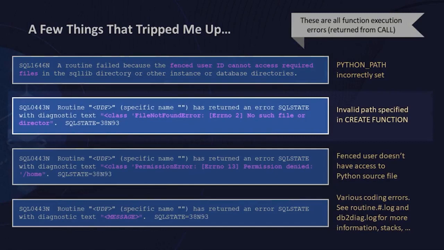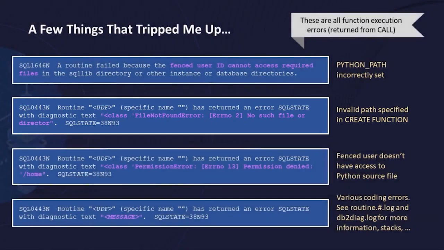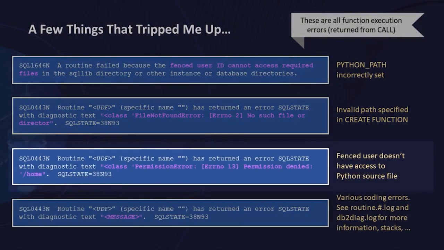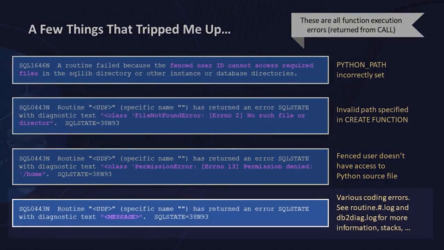And if you specify an invalid source code path, one that doesn't exist, as part of the create function statement, you get this second error talking about the file not found, but the message itself doesn't say which file. And if the file exists but isn't accessible, then you get this permission error. And the most common case I ran into was a programming error in my code. Some sort of syntax error or accessing a variable incorrectly, things like that.